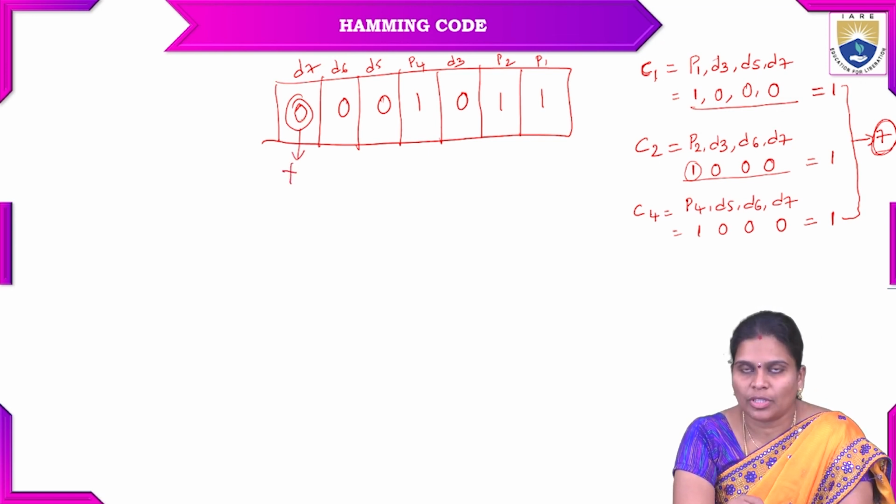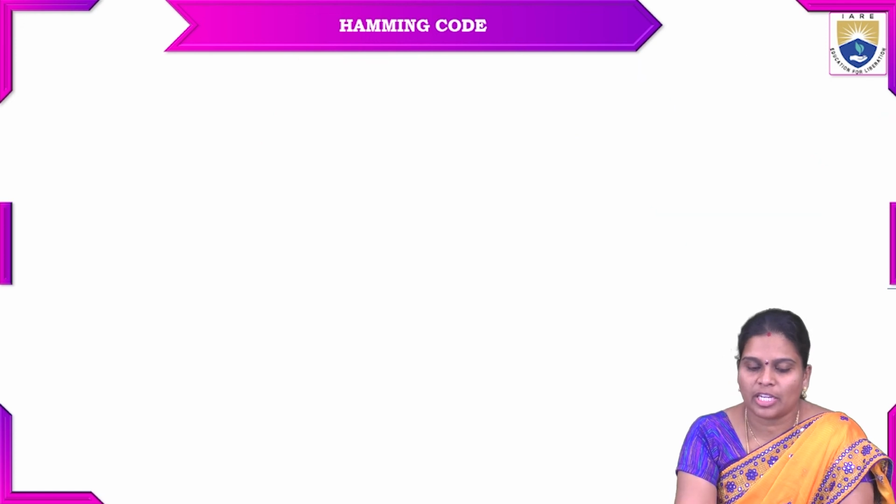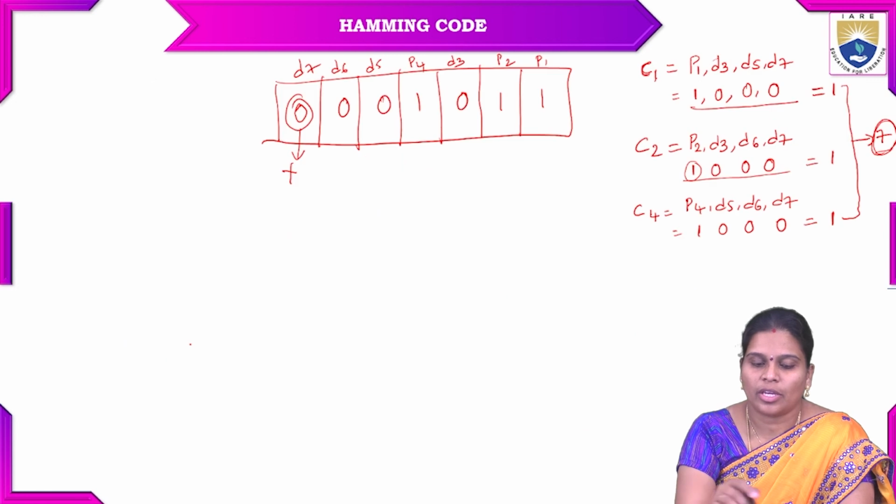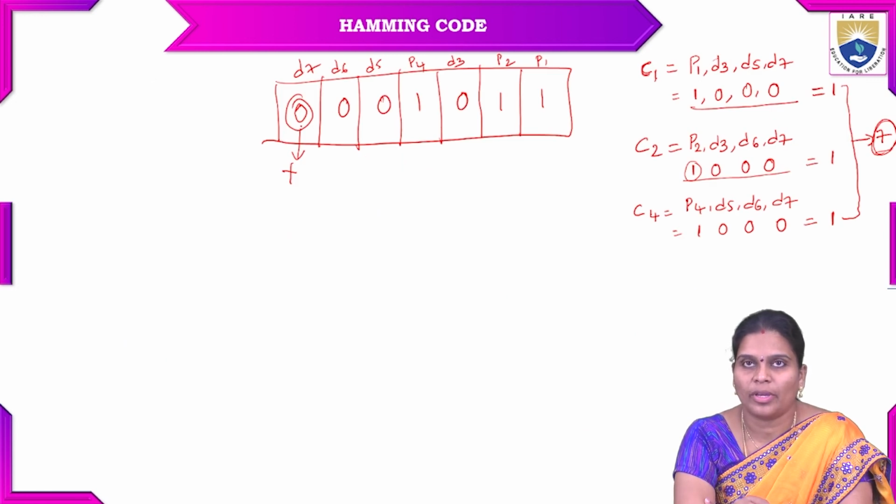Before that, here only we are changing the data. Here 1 is there, and we are changing it, so 1 will be replaced with 0. Will this error be corrected or not? How are we checking? Based on the error correcting code.